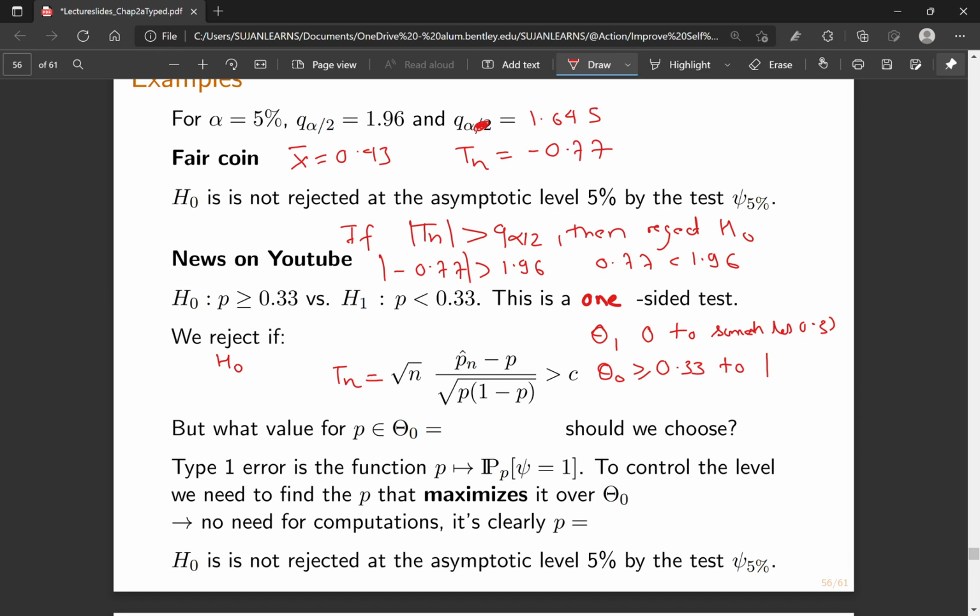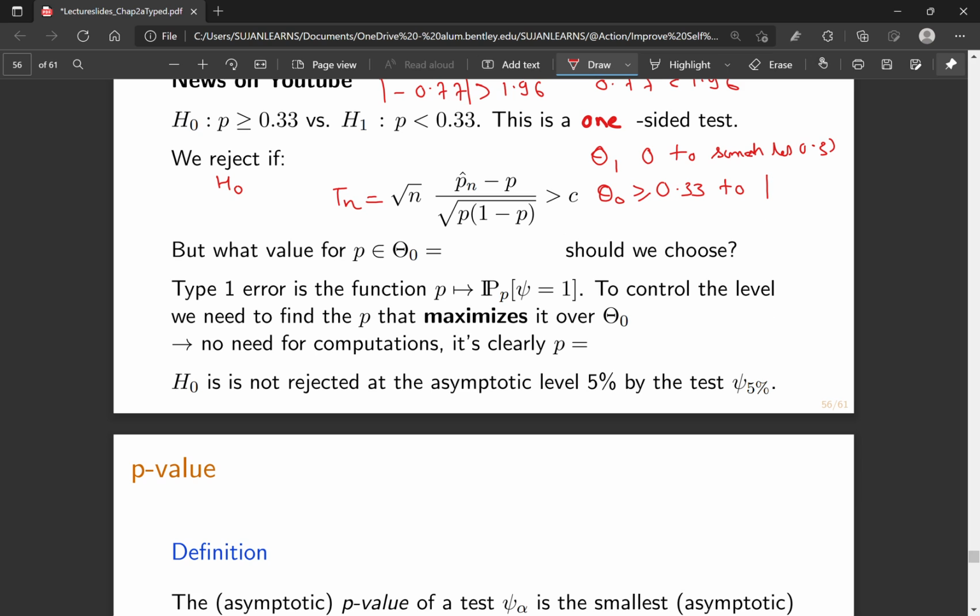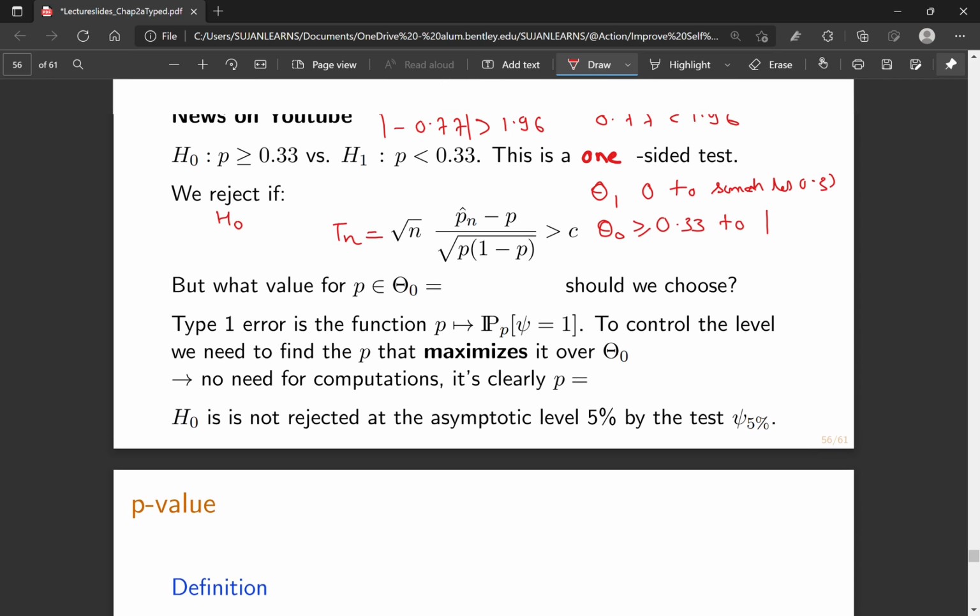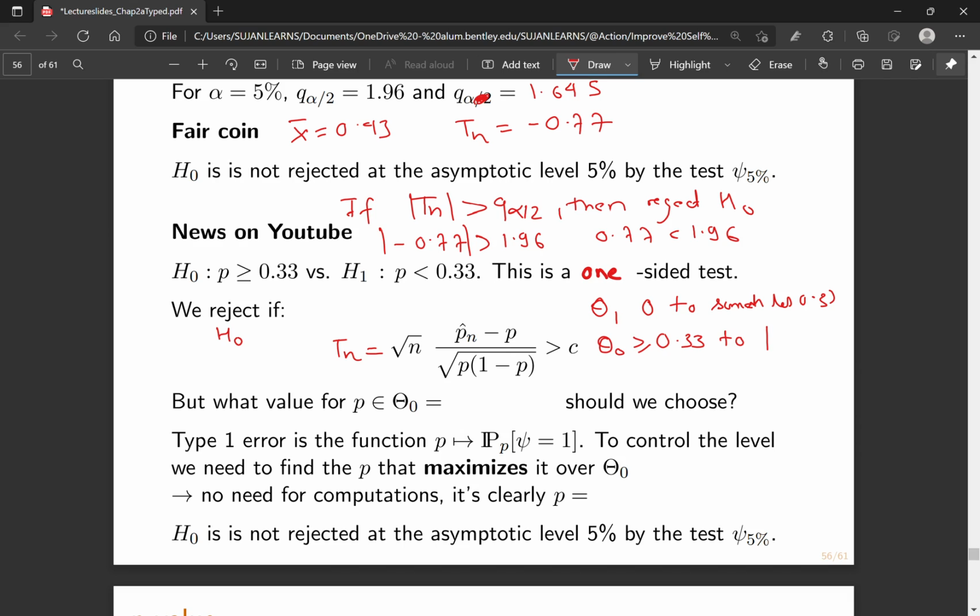Now we still haven't decided what the value of C is. For a starter, what we can do is say that the value of C is q alpha. By definition, the value of C is always q alpha here. But we still don't know what the value of q alpha is. What should be the value of q alpha here?